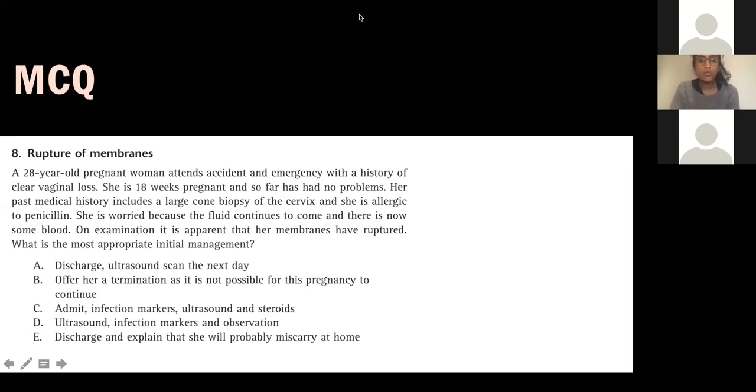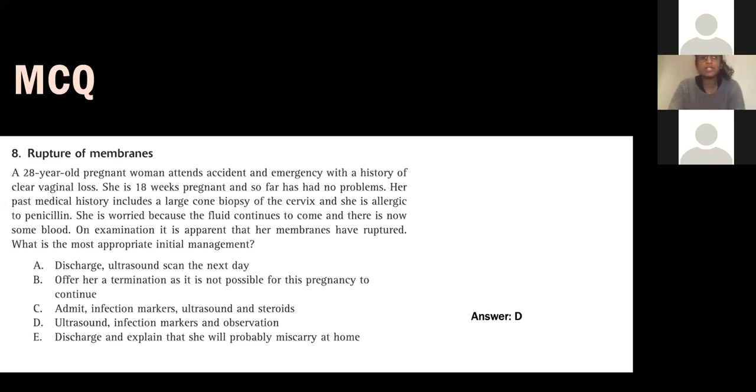So do you know why you wouldn't discharge this lady? So why is it not A? Let's go through the other options. What is the risk with sending her home? Miscarriage, true. Anything else that we might be worried about? Infection. Yeah, so that's one of the big things that we're worried about because she's had clear vaginal loss.